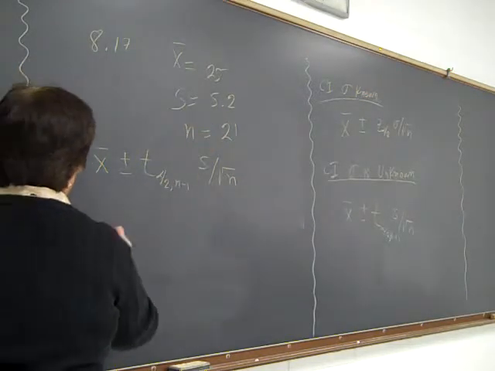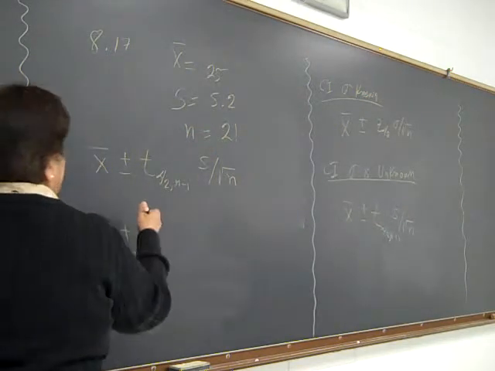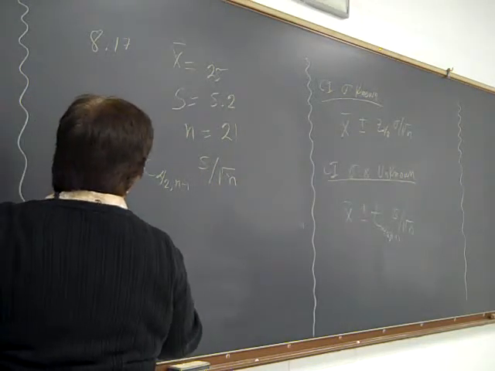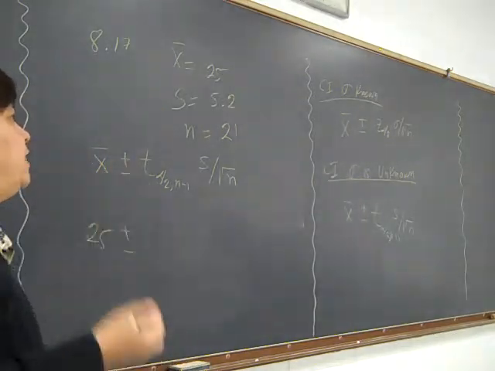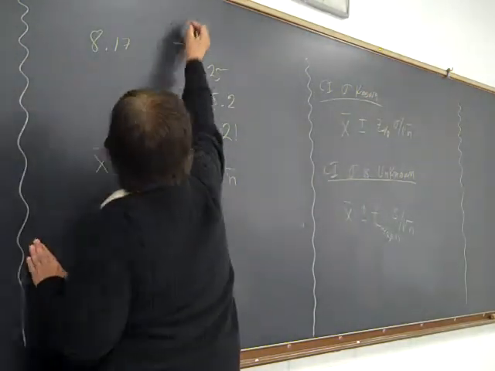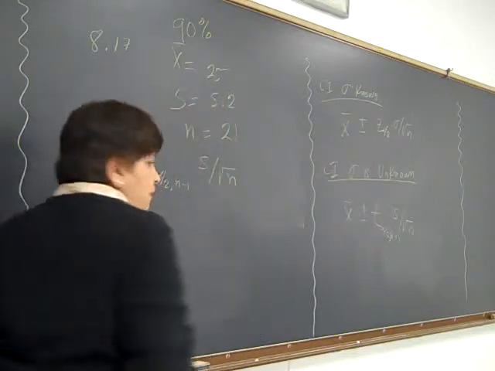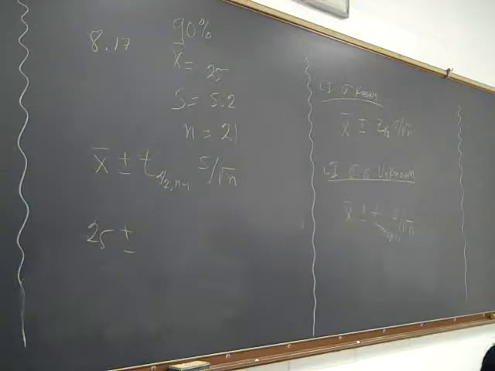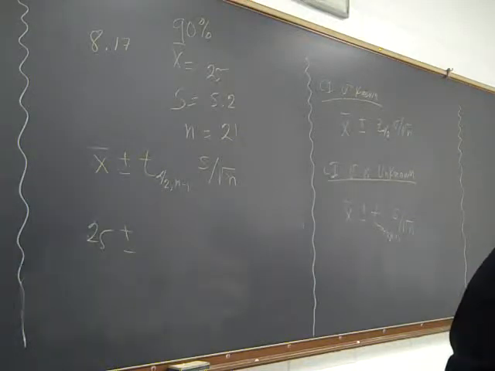What is x bar? 25. Plus and minus, and again, plus is the upper limit and minus is the lower limit of the interval. t of alpha divided by 2, n minus 1. Remember, we are dealing with the 90% confidence interval, so go to the t table. It's the same one as the example we did before. It's 20 degrees of freedom because we have 21 as the sample size, so we use n minus 1, 20 degrees of freedom.